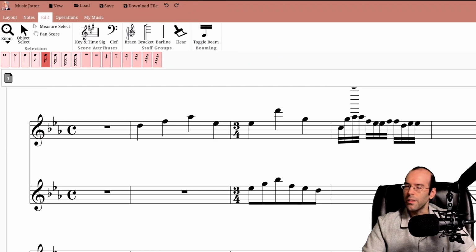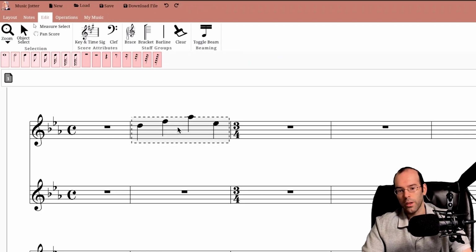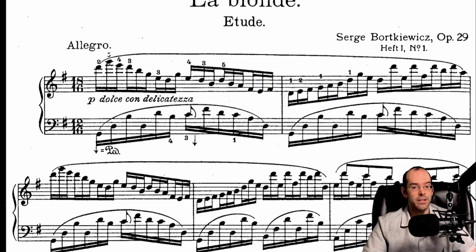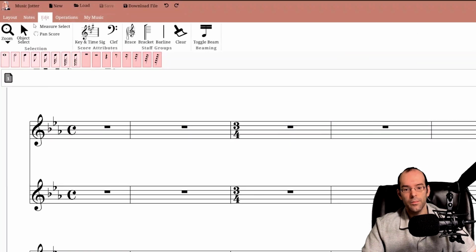So it's a very basic explanation of time signatures, but that's important to understand when I go over 18/16 and 12/16, because how do we notate something like this in Music Jotter? So I'm going to show you how, and I'm going to show you what this means. So let's take a look at 18/16.